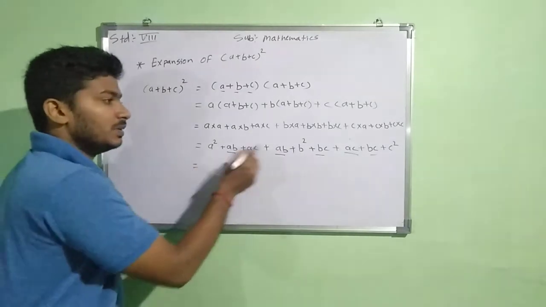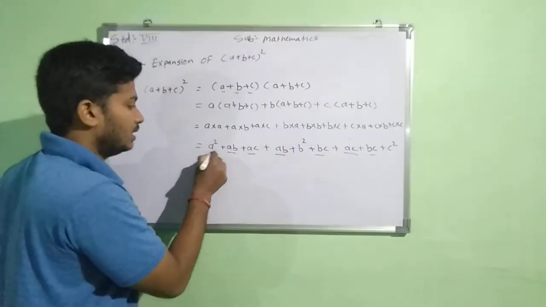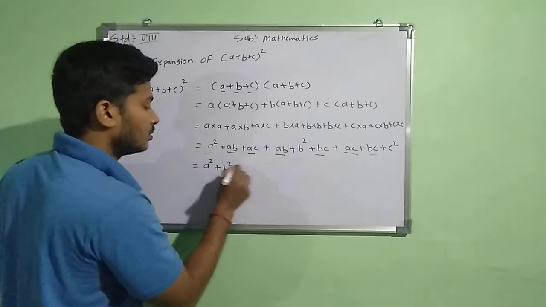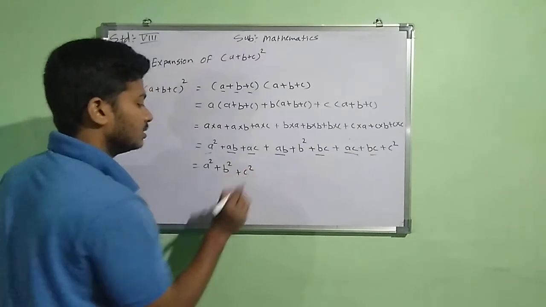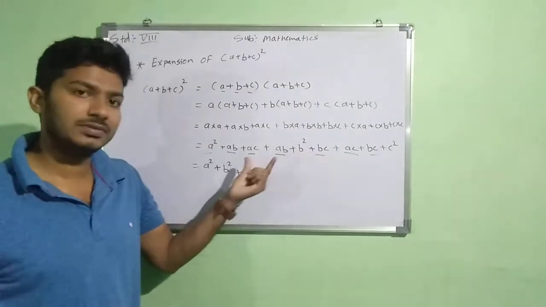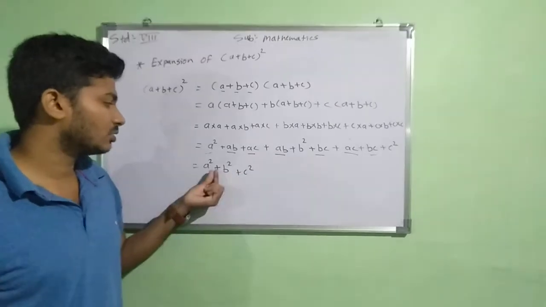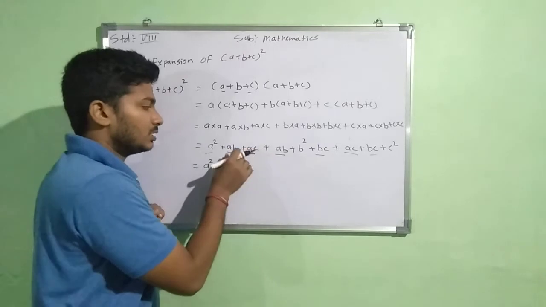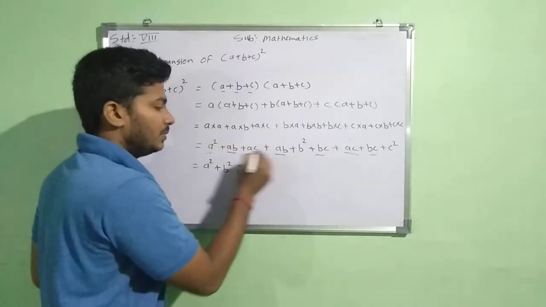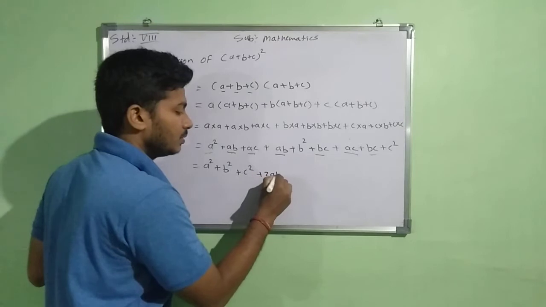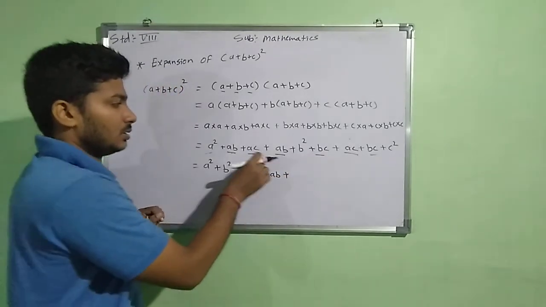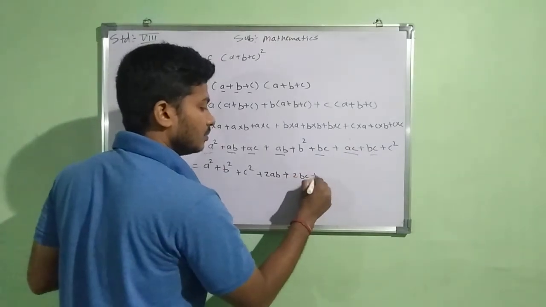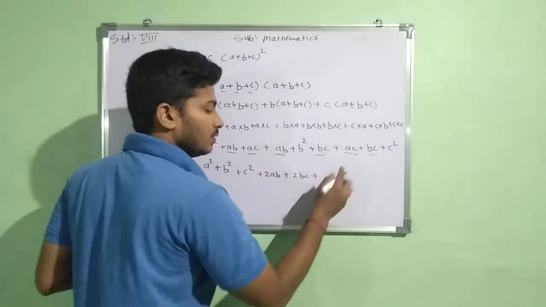So whatever will be the square terms, we will write together: a square plus b square plus c square. That means whatever will be the square terms we have written together, a square plus b square plus c square. Now for the multiplication product of two variables, ab and ab plus ab we can write 2ab plus bc and bc we can write 2bc plus ac and ac we can write 2ac.